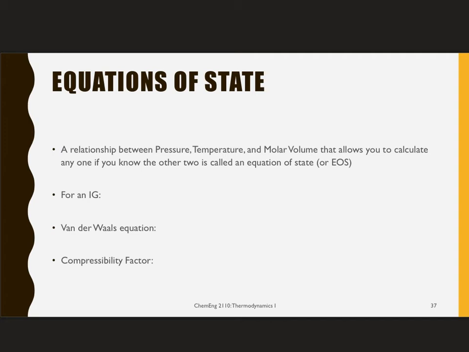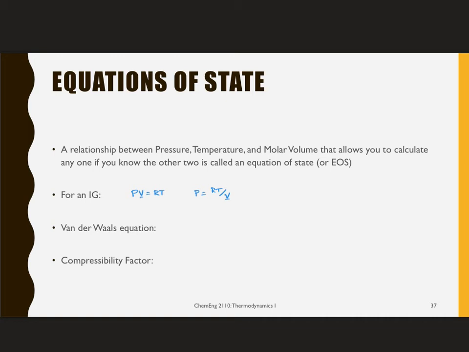If it is an ideal gas, then I can relate pressure, temperature, and molar volume using the ideal gas law, right? So PV equals RT, and that would be for molar volume. Or I could say that pressure is RT over that molar volume, right? This is called an equation of state. It relates pressure, temperature, and volume.